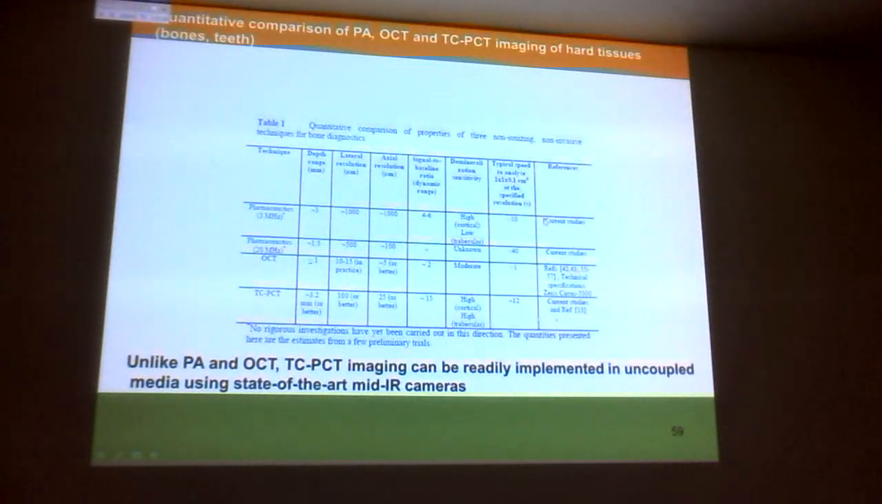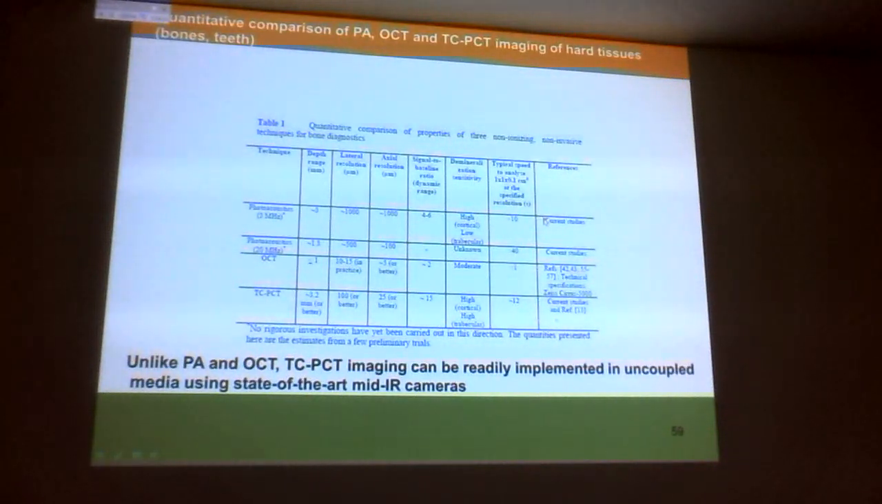We put together a preliminary table. That table is subject to change, but this was like the first of the results that we got. The quantitative comparison of properties of 3 non-ionizing and non-invasive techniques for bone diagnostics. Technique depth range, so for acoustics at 3 megahertz, we get about 3 millimeters in bone. Very little depth range. It does not penetrate very deep. Lateral resolution, 1,000 microns. Axial resolution, 1,000 microns. Signal to baseline ratio, 4 to 6. The demineralization sensitivity, high on the cortical, low on the trabecular. It does not penetrate. And we see that typical speed is on the order of seconds, 10 seconds.